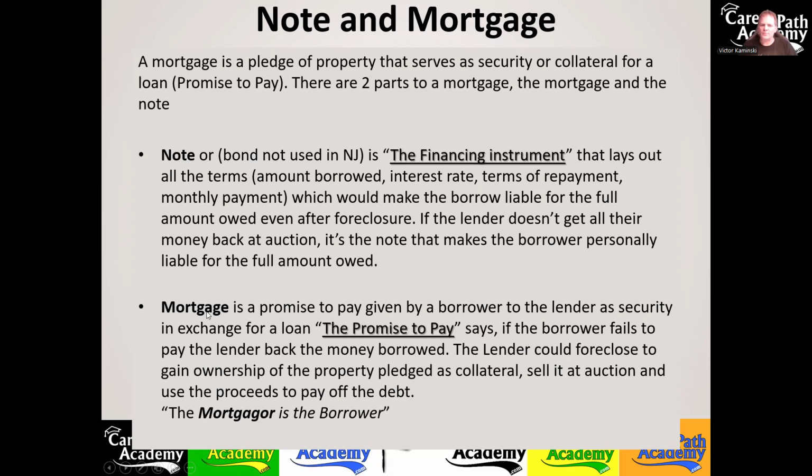That's why the mortgage is the promise to pay. Banks don't make promises, they make loans. So who is giving the promise? The mortgagor. And who is the mortgagor? The borrower. The mortgagor is the borrower. They're the one that's giving the promise to pay to the bank. So therefore, the bank, the lender, is the mortgagee.